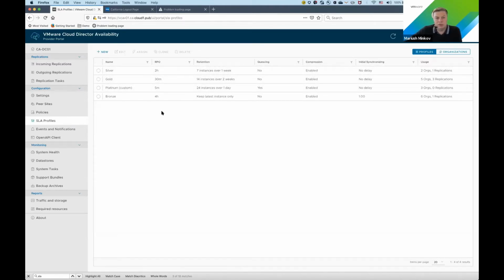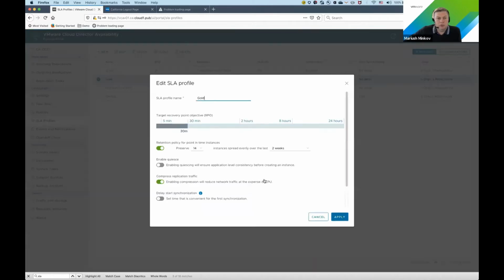essentially a profile consists of replication settings that are predefined. So what we have here is RPO, the retention policies, which consist of a number of instances that we want to keep, and the total duration over which we are keeping the instances. I'm actually going to open one SLA profile to look at it. So we have these familiar sliders here.